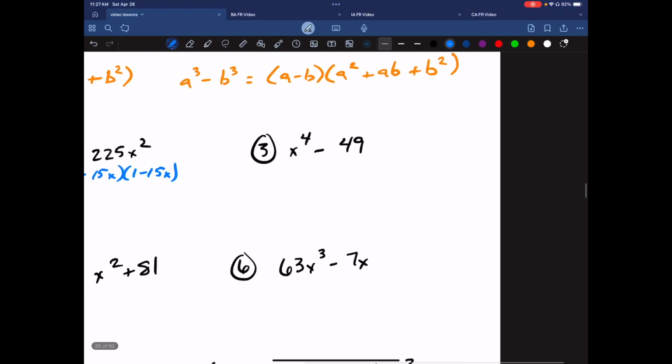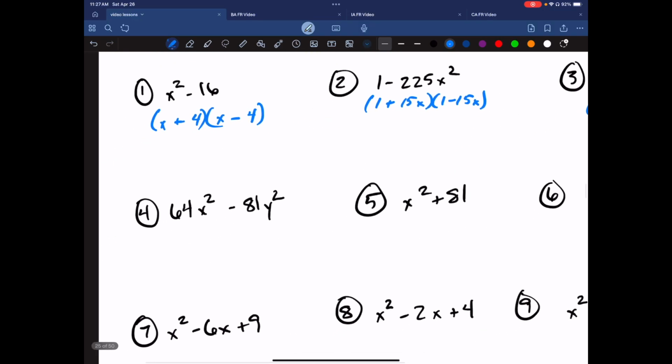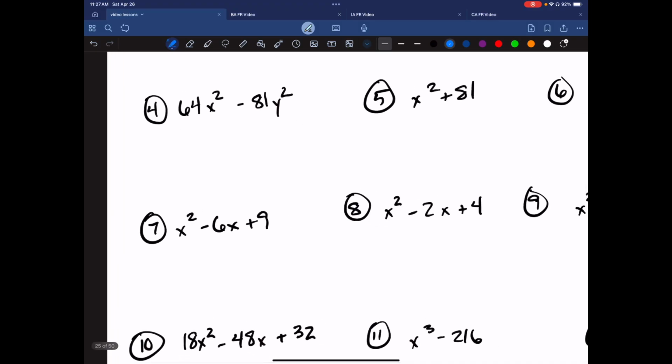On number 3, just because it's x to the 4th, really a perfect square is any even power, because I can break it in half. So the square root of x to the 4th is x squared. I put it in both. The square root of 49 is 7. I put it in both, and you get plus and minus. That's all there is to it. Now, as we get a little more complicated, like on number 4, you still need to recognize this is the difference of two squares. The square root of 64 is 8 and the square root of 81 is 9, so this is (8x plus 9y)(8x minus 9y).